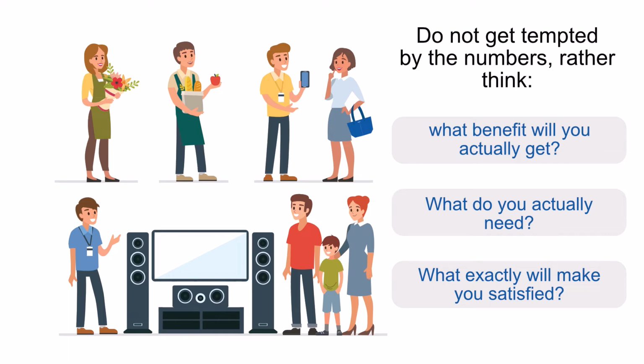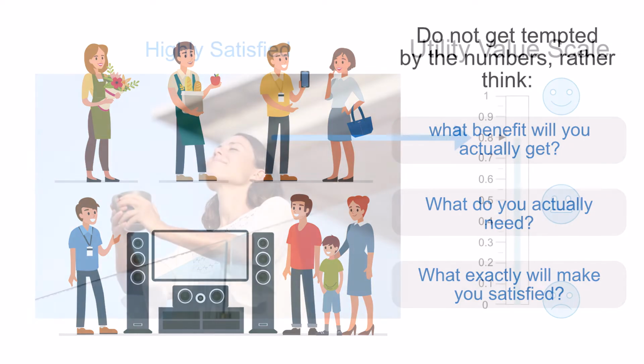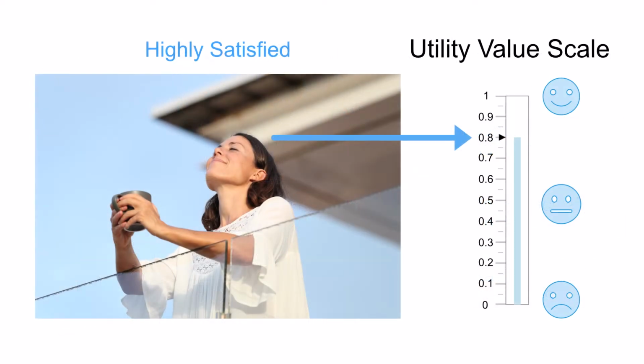When you are making a decision, it's not wise to be tempted by all numbers that are printed on things. Rather, it is rational to measure the actual utility value that you will get from that thing. Therefore, in decision analysis, we calculate the utility value rather than the actual outcome from an event. Okay, what is the utility value? Utility value is a simple number, usually between 0 and 1, that indicates someone's level of satisfaction.